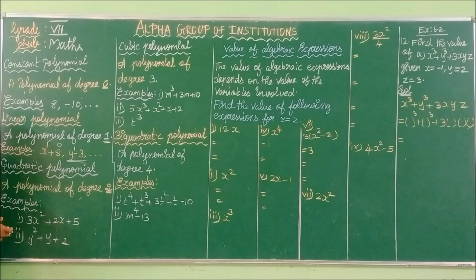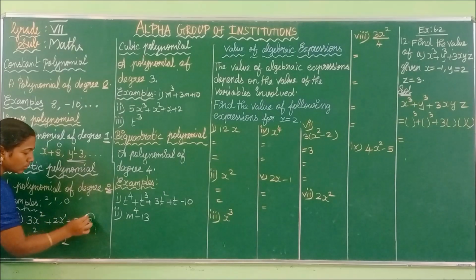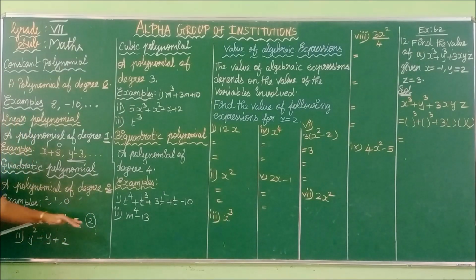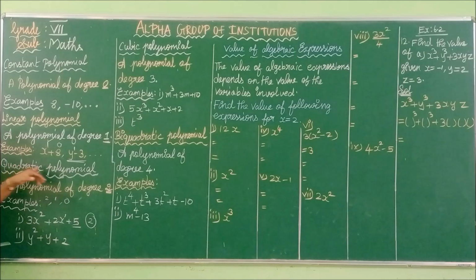To find the degree of this polynomial, you have to write the degree of each term. Okay. What is the degree of this term? 2. What is the degree of this term? The power of x is 1, so the degree of this term is 1. What is the degree of this term? The degree of a constant always remains 0. So among 0, 1, 2, which is the bigger one? 2. So the degree of this polynomial is 2. If the degree of the polynomial is 2, we can call it a quadratic polynomial.